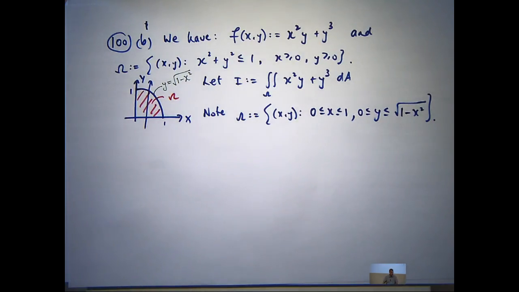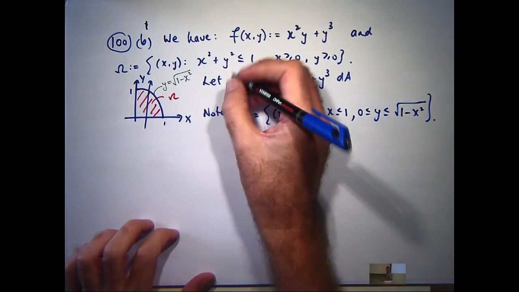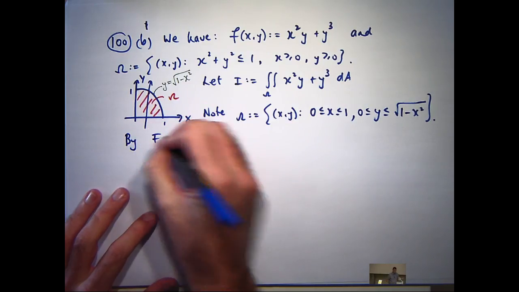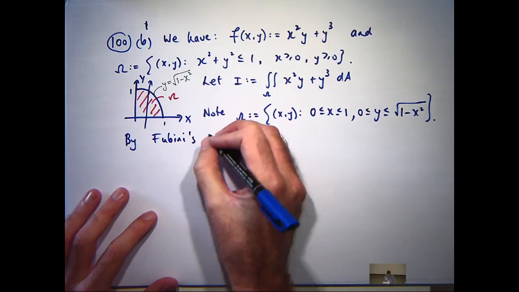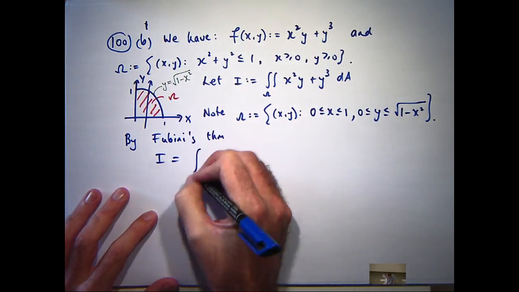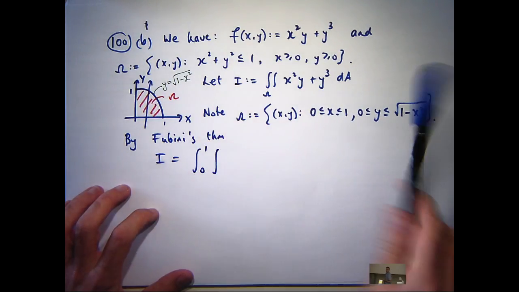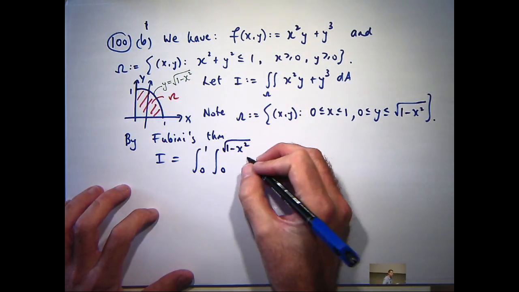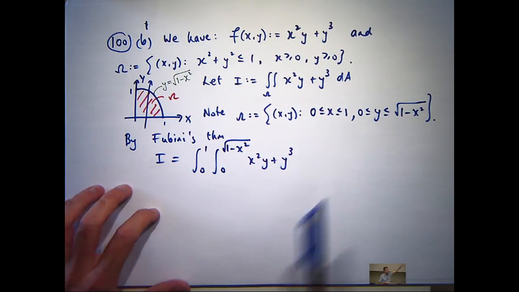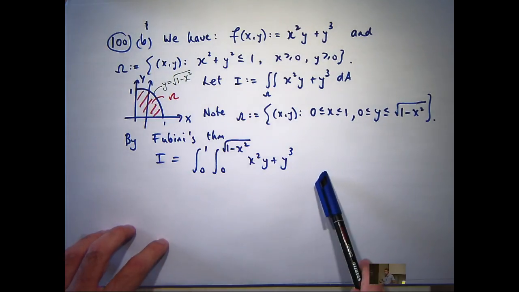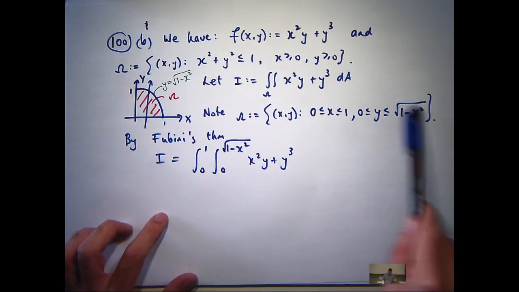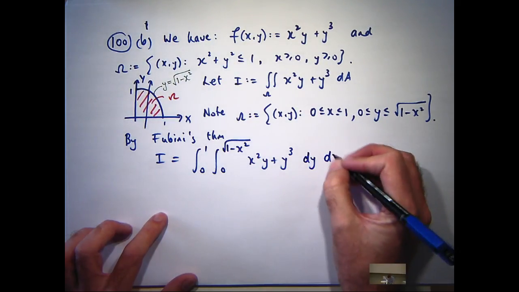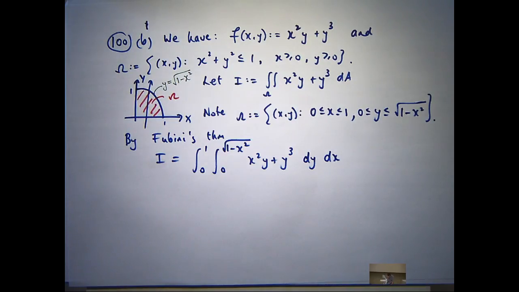Okay, so now what we want to do is put this into a double integral. We know that we can use Fubini's theorem to write I as a repeated integral. So by Fubini's theorem, I is just the following iterated integral. Remember, the constants go on the outside. Now, is it dy dx or dx dy? Dy dx, because y is between these two functions and goes on the inside. Okay, so it's not that hard to integrate now.